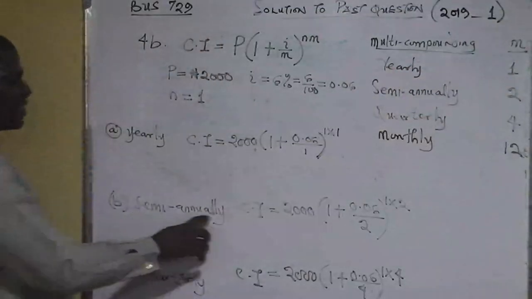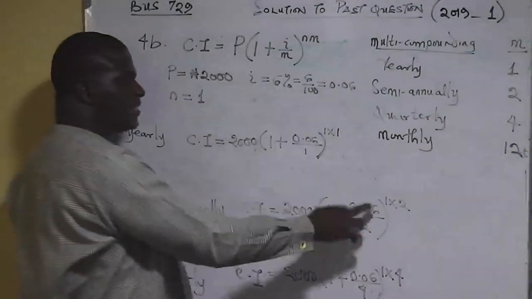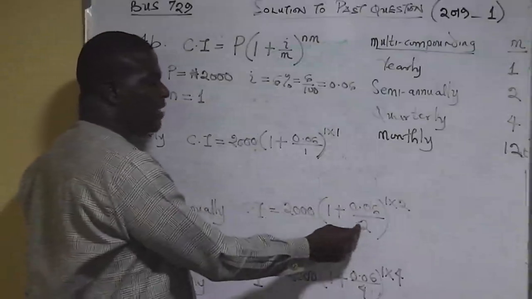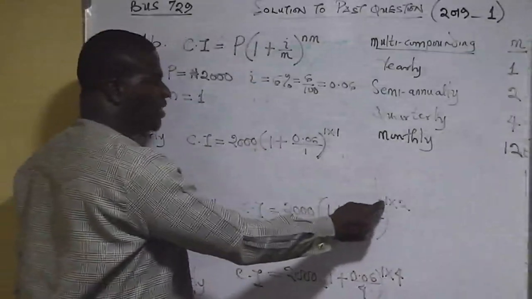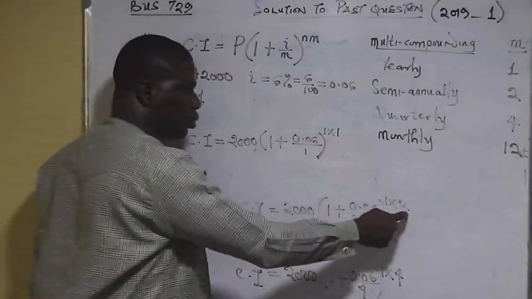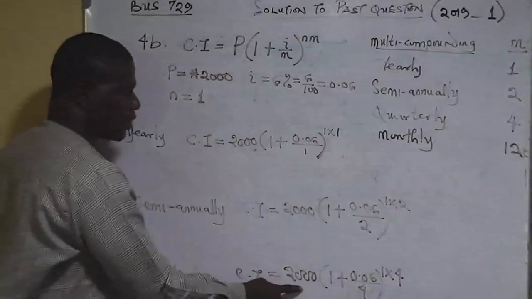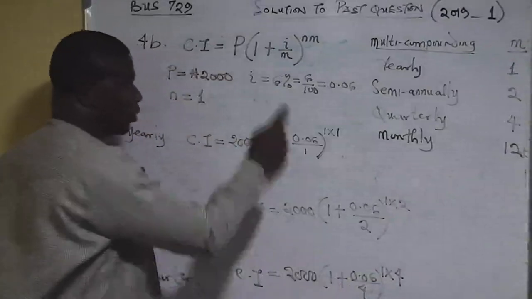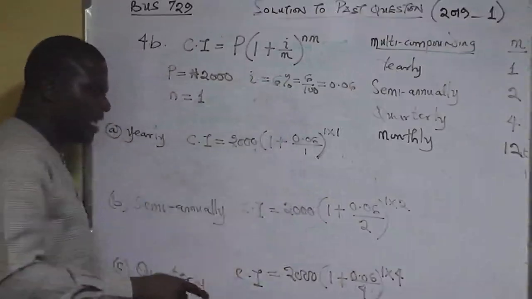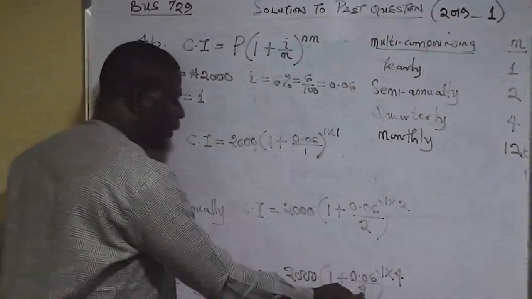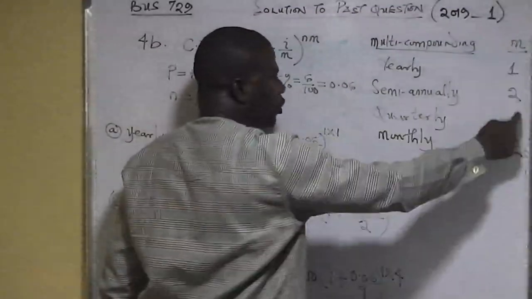But if you look at the second one, semi-annually, your principal is still 2,000. And you have 6% interest, 0.06. You are dividing by 2 because semi-annually means 2. Then 1 is the number of years times 2, which is semi-annually. Then for the third one, you still have the 2,000. 1 plus, the 1 of course is from the formula. The interest rate is 0.06, which is 6%, given in the question. Over 4. Why is it over 4? Because it's quarterly, and anything quarterly in multi-compounding is 4.